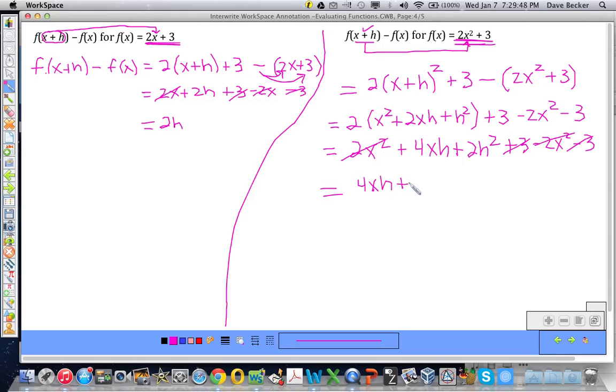4xh plus 2h squared, and that's a perfectly good answer, but us math types love to put the highest exponent first. So I'm just going to rewrite it like this, otherwise it would bug me. Okay, so that is all I have.